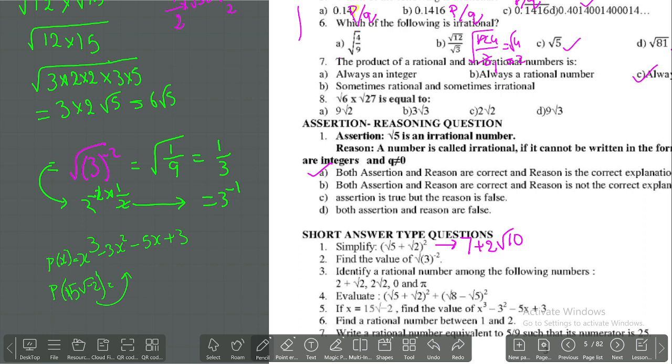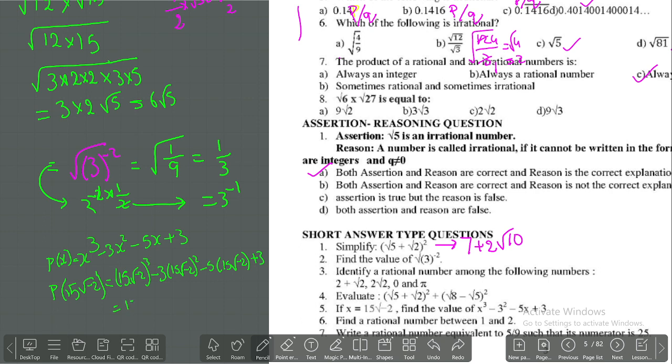What will be? Right, tell me children. First (15 root minus 2) whole cube minus 3 into (15 root minus 2) whole square minus 5 into 15 root minus 2 plus 3. Okay? Then what happens for this? 15 into 15 into 15 calculation should be done. The 1 minus 2 will be inside the root only. The 2 twos will be taken as a square and come out of the square root.